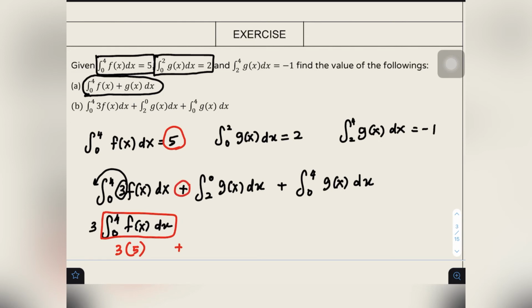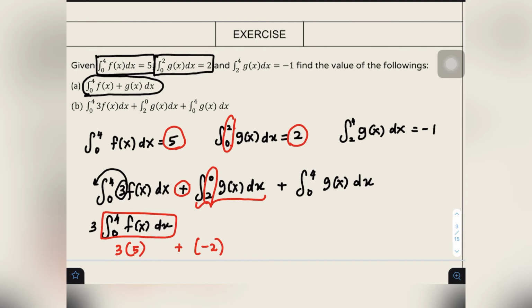Now you want to find the value of the integral of g(x) dx from 2 to 0. We don't have any information on that, but we have the integral of g(x) dx from 0 to 2. The difference between these two integrals is just that the limits are upside down. In the property, if the limits are turned upside down, you just change the sign. If the answer is 2, now the answer will be -2.